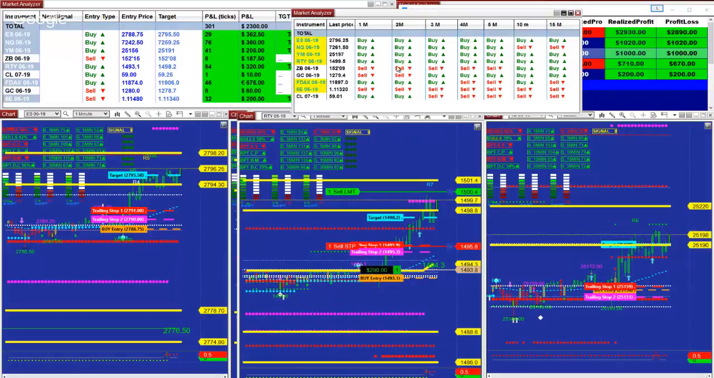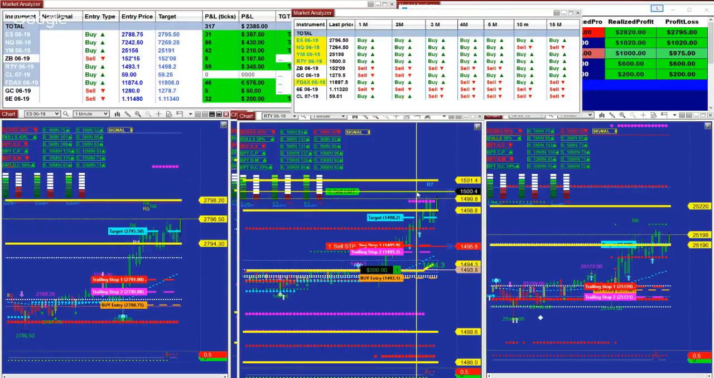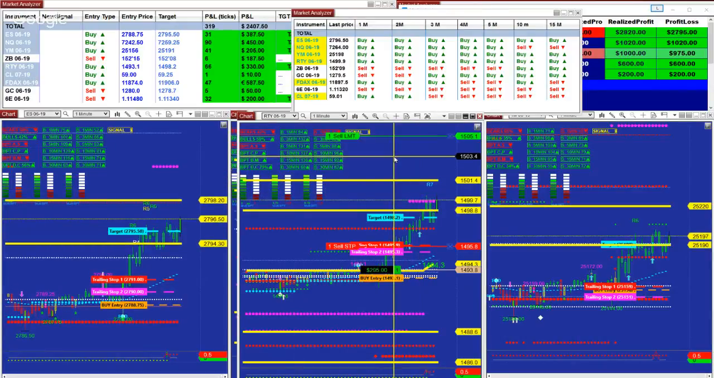So if we look at the general view, if we see the ES from the 1 minute, 2 minutes, 3 minutes, 4 minutes, 5 minutes, 10 minutes, and 15 minutes, it is an extreme strong trend to the upside, and that is a very good indication.